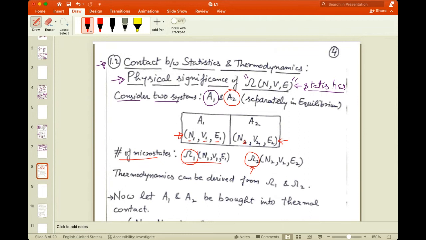Okay, so now the idea, or this is I would say a proposal, is that the thermodynamics of this whole system can be derived if we know what omega 1 and omega 2 are. This is just a proposal, and you will see how this is going to happen.